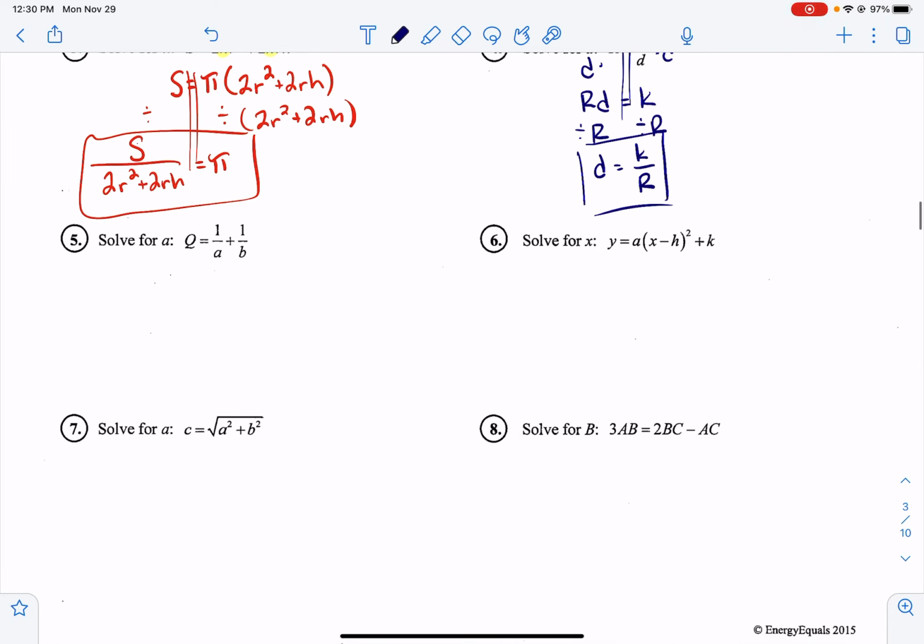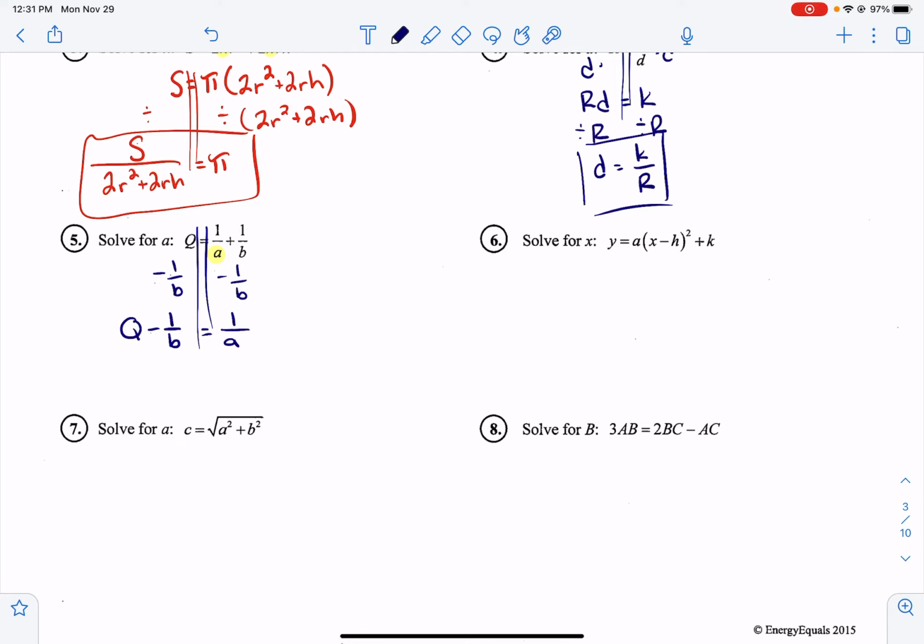All right, number 5, solve for A. Big Q equals 1 over A plus 1 over B. So I'm trying to get this A by itself. And right now it's on the bottom of a fraction. We don't like that. But there's all these other things going on. So let's start moving away what we can. So when I do my railroad tracks, let's start by minusing 1 over B. 1 over B is just a fraction. I can subtract that. So Q minus 1 over B equals 1 over A.